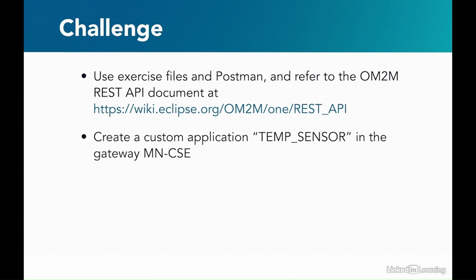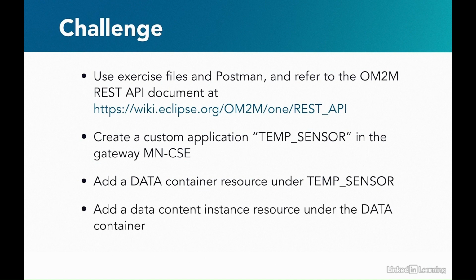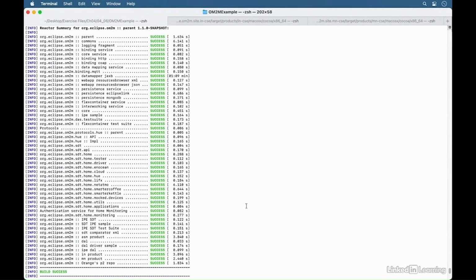First, we'll use the APIs to create our application named temp_sensor on the MNCSE entity. Then we'll need to add a data content instance resource with a sample value of 25 degrees Celsius. You can refer to the demo requests in the REST API documentation. I'm assuming this challenge may take up to 30 minutes. To solve the challenge, we'll need to do a few steps.